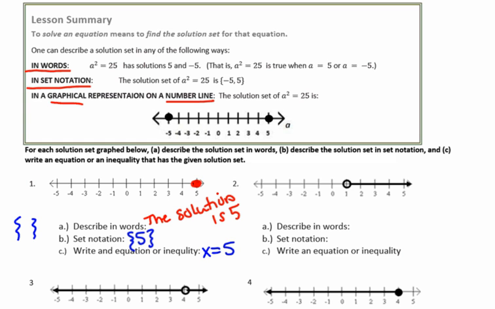Alright, number 2, a little bit different. If you guys look on the number line here, there's an open circle. So what does that mean? It means that this number that it's at, number 1, is not included in the solution set. Okay? The arrow is covering all of the numbers that are greater than 1. So that's how we would describe it in words. All numbers greater than 1.